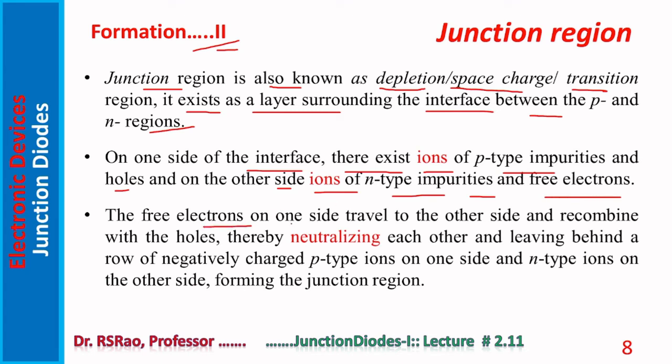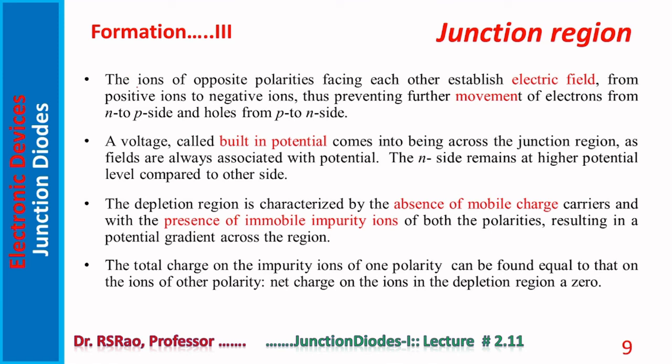The free electrons on one side travel to the other side and recombine with the holes, thereby neutralizing each other and leaving behind a row of negatively charged p-type ions on one side and n-type ions on the other side, forming the junction region. Some more points. The ions of opposite polarities facing each other establish electric field from positive ions to negative ions, thus preventing further movement of electrons from N to P side and holes from P to N side.